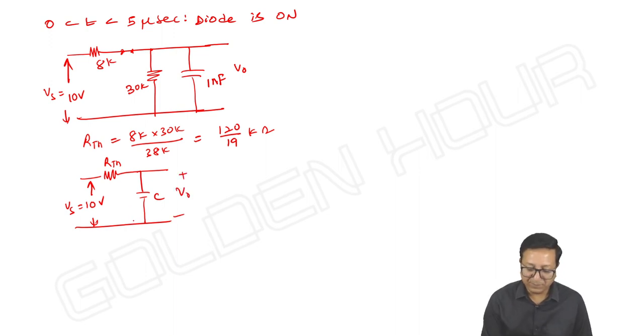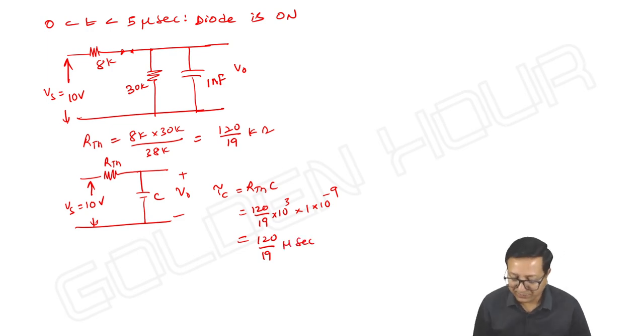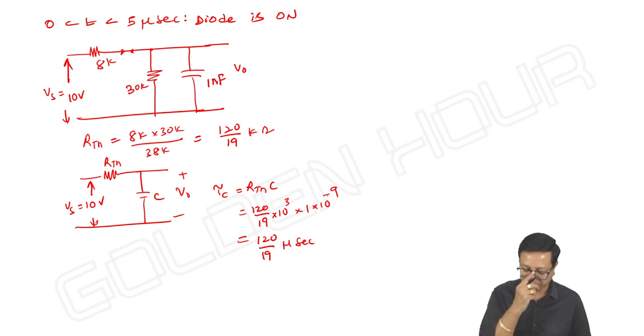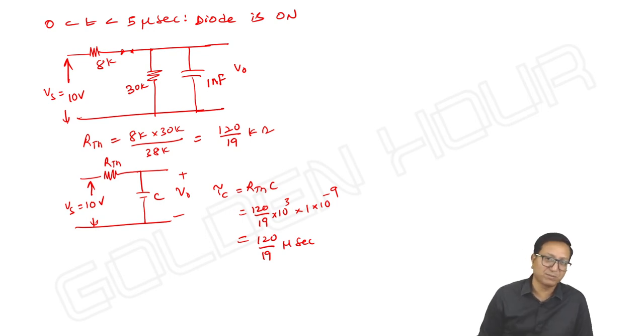Then its equivalent circuit is something like this. So the capacitor is rapidly charging towards input with a time constant R Thevenin into C. It is 120 by 19 kilo ohm into 1 nanofarad. So it is 120 by 19 microseconds. Time constant is small only. Nano, no? Okay. Right. Approximately 120 by 20. So it is 6 microseconds, approximately 6 microseconds, 6 point something we get. So with that time constant.